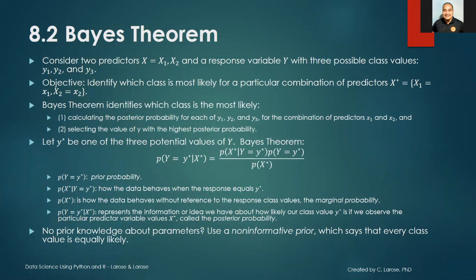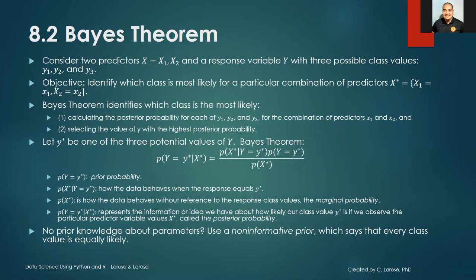Consider a data set made up of two predictors x = (x sub 1, x sub 2), and a response variable y, where the response variable takes one of three possible class values, y sub 1, y sub 2, and y sub 3. Our objective is to identify which of y sub 1, y sub 2, and y sub 3 is the most likely for a particular combination of predictor variable values.